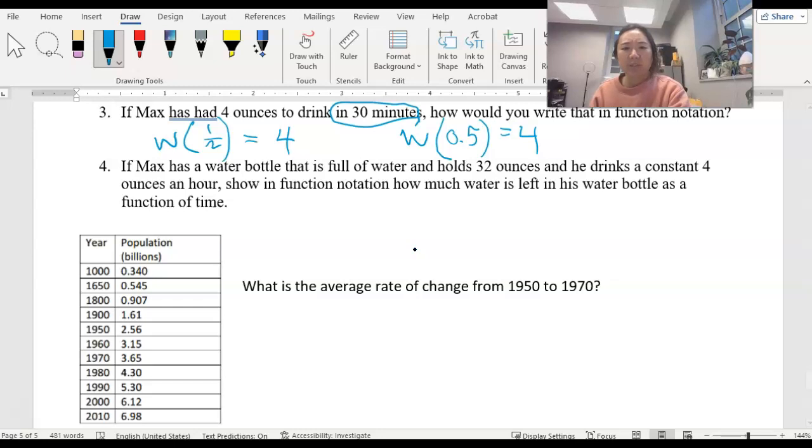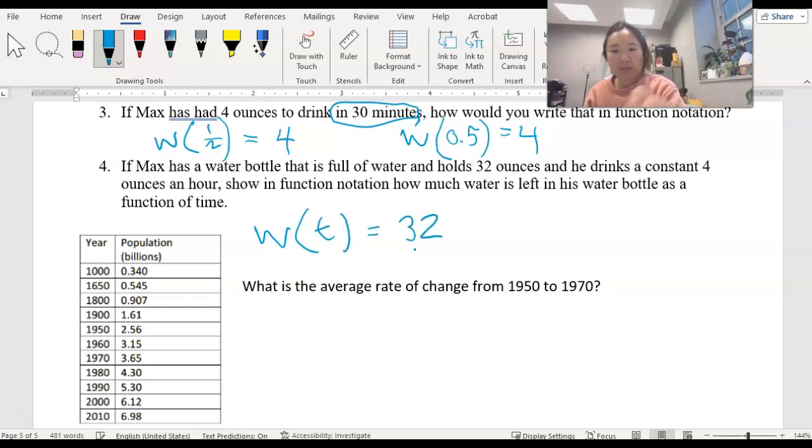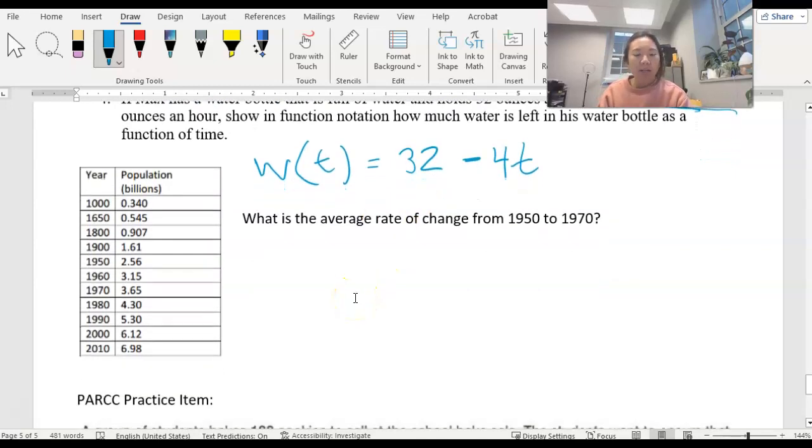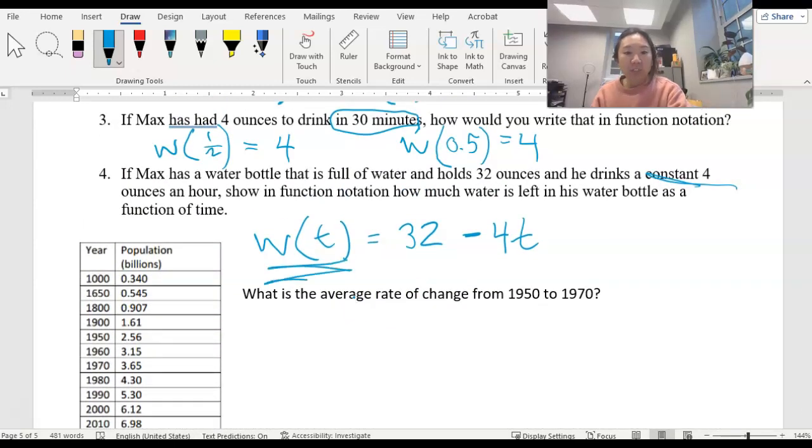If Max has a water bottle that is full of water and holds 32 ounces and he drinks a constant 4 ounces per hour, show a function notation of how much water is left. So if we have water as a function of time equals the starting amount of 32 ounces, he's drinking it, and so we're looking at how much water is left, minus 4 times the amount of time that he is exercising will tell us how much water is left in the water bottle. All right. This is function notation, right? This is not multiplication. This is saying the amount of water is a function of time here.